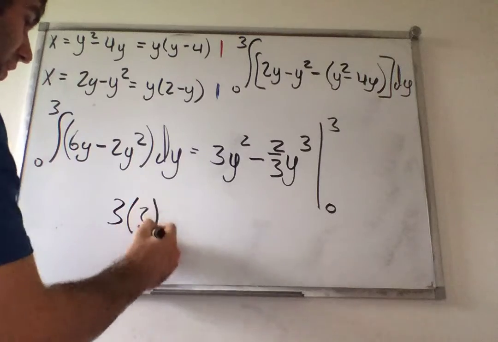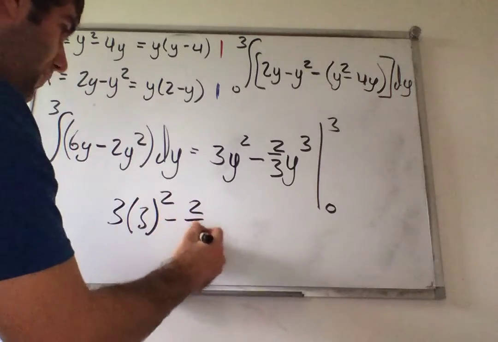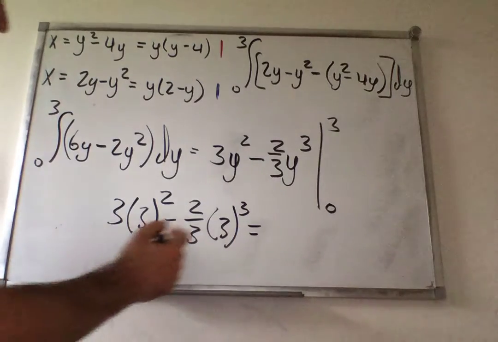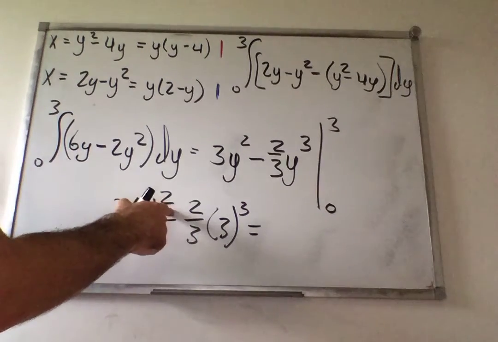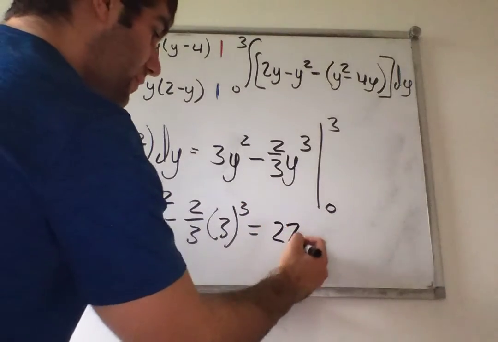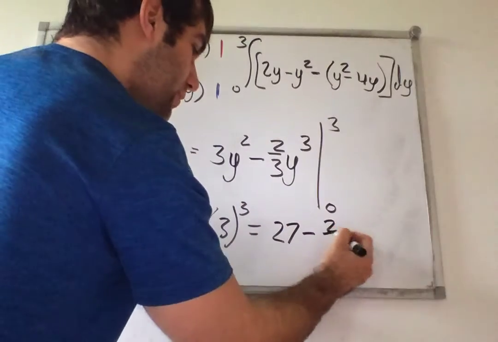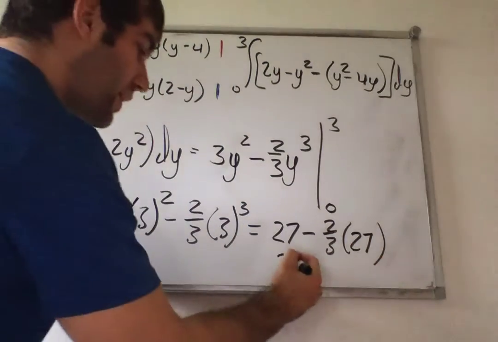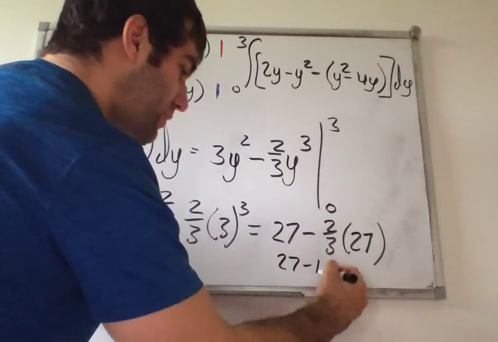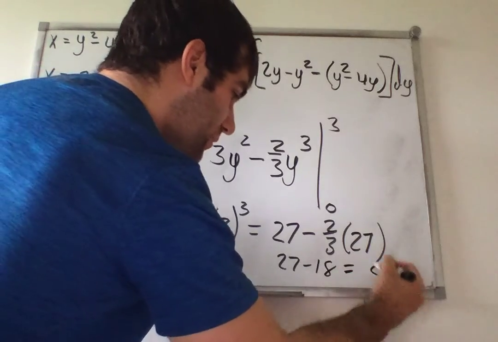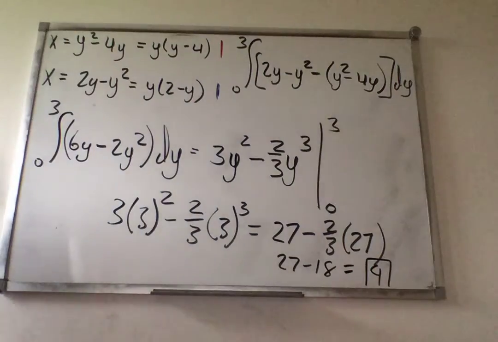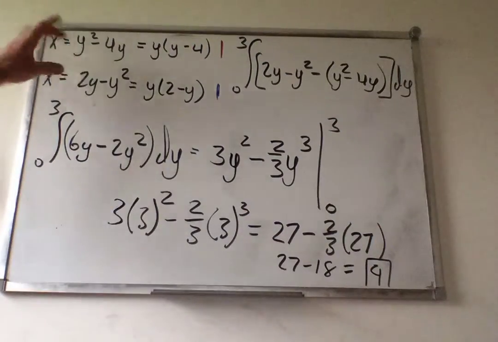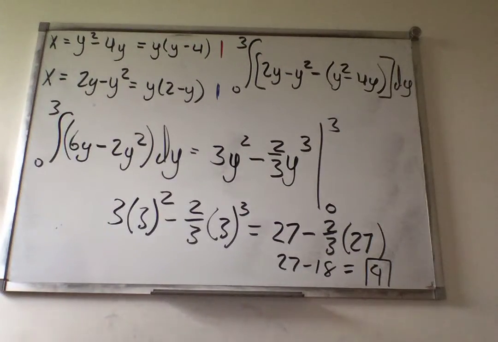3 times 3 squared minus 2 over 3 times 3 cubed. This is equal to, 3 squared is 9, times another 3 is 27, minus 2/3 times 27. Well, 2/3 times 27 is 18. Well, this equals 9. So the entire area enclosed by these two curves is equal to 9.